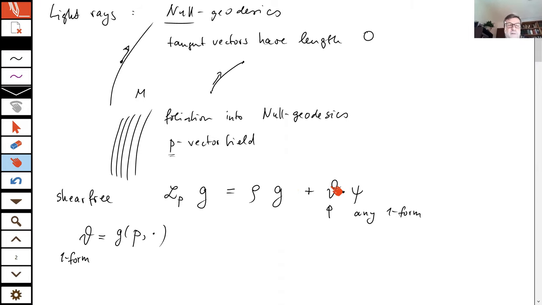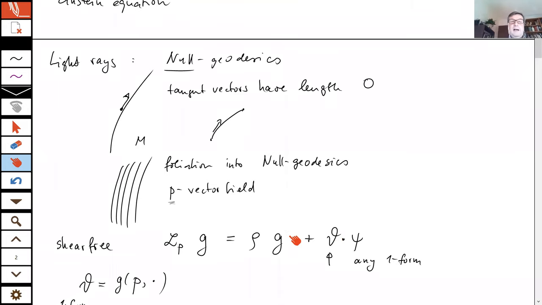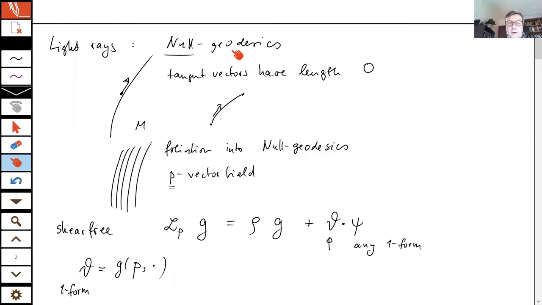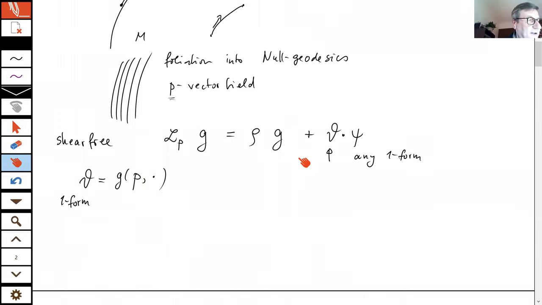It is still a very strong condition, and it actually turns out that if I have this condition of shear freeness, I could even drop this a priori assumption of geodesics, because null curves which are shear free, which produce such a shear-free foliation, automatically have to be geodesics. So that's quite an interesting, not trivial fact, but it is true.